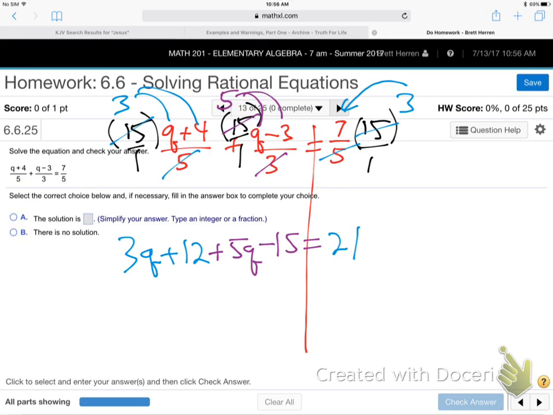Now, no more fractions. Much nicer, right? No more fractions. Where do we go from here? We just combine like terms. So 3q, 5q, what's that? 8q. 12 minus 15 is minus 3, isn't it? Equals 21. Q is saying I want to be alone.